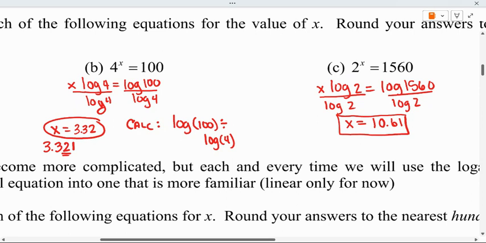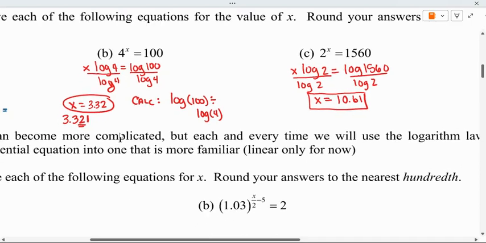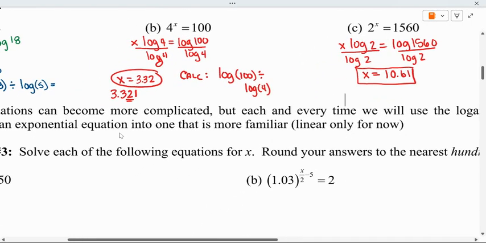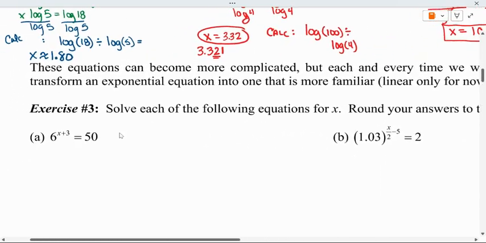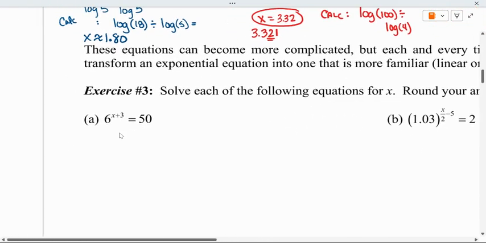So what's the matter? Do you already have those all filled out? You did. I'm sorry. Okay. So you understand the system, right? A little bit? Okay. So sometimes they might be a little bit more complicated, but each and every time you'll be able to use the log law. So let's look at this one.